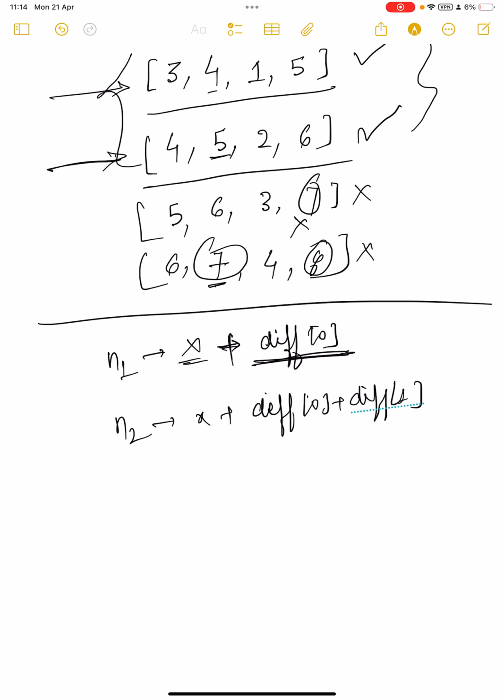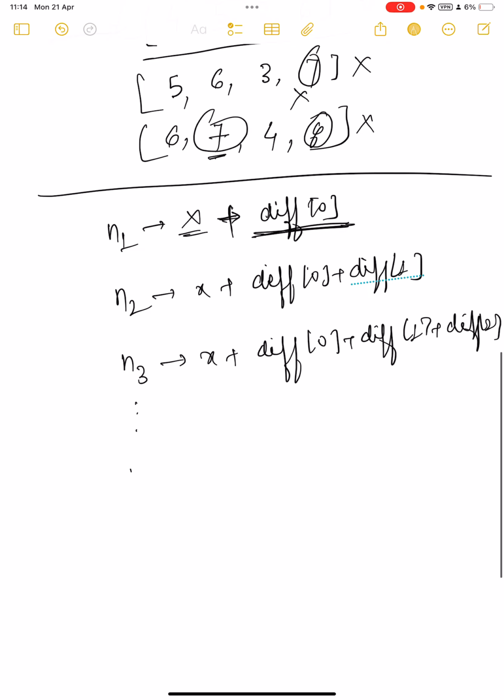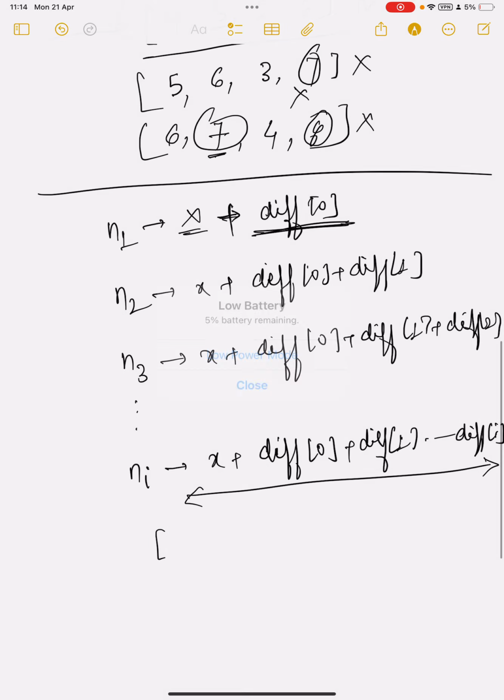And then for the third number, what I'm going to do is x plus difference of 0 plus difference of 1 plus difference of 2, right? So I get the third number. And if you see, so on, if I have to find the ith number, I have to do the sum of all of these numbers which lie between 0 to i: difference of 0, difference of 1, and so on, and then I can get the ith number. So in this way we can always find all of these numbers, which is n1, n2, and ni.